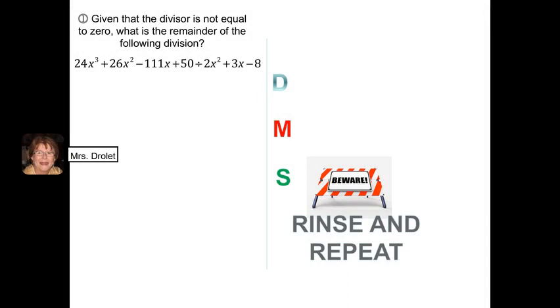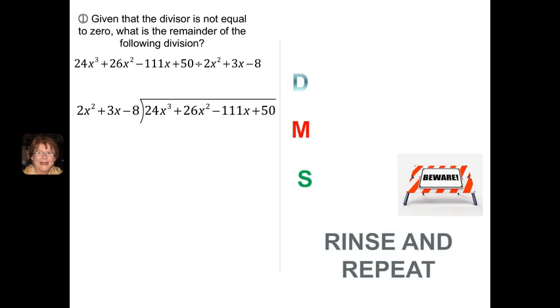Let's perform this long division. Remember to place your long division sign first. Then you take the dividend, you place it inside that long division sign, and you place your divisor outside the long division sign. Then you start your DMS. Work on this from the beginning to the end, and then I'll show you all of the steps.